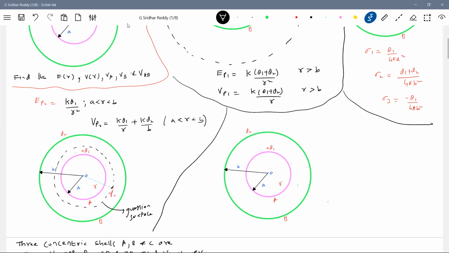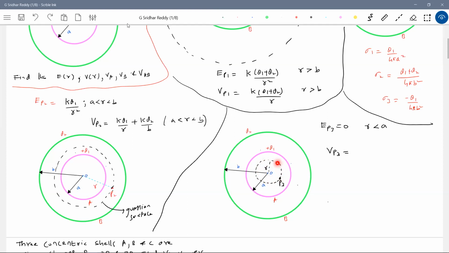Where is the point? The point will go inside shell A, at point P3. Shall I write 0? Strictly, R is less than E. What about the potential at point P3? We should write 0 because the Gaussian surface is drawn inside the material of shell A. So what is the net charge enclosed by the Gaussian surface? 0. So the electric field is 0.